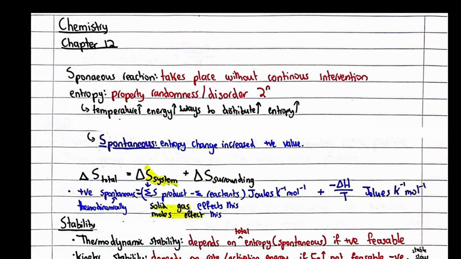I'll be discussing Chapter 12 titled Entropy. This is Unit 4 of the Chemistry A-Level course. So, what is a spontaneous reaction? It's a reaction that takes place without continuous intervention.